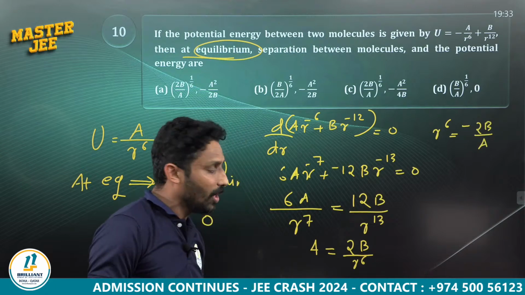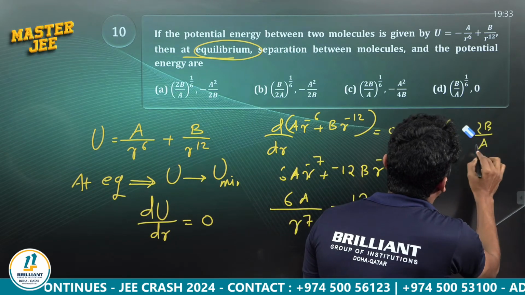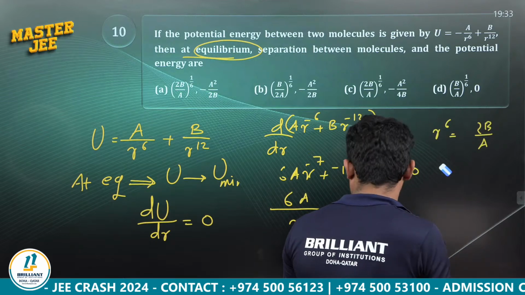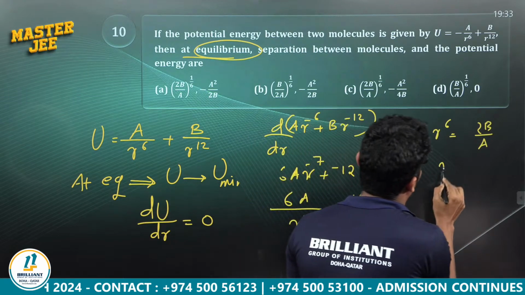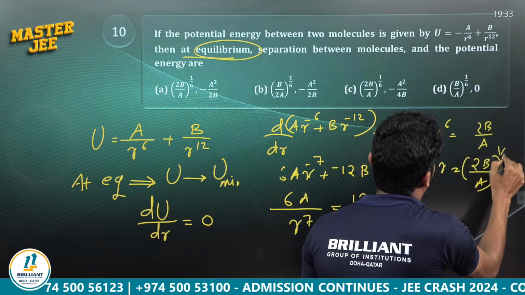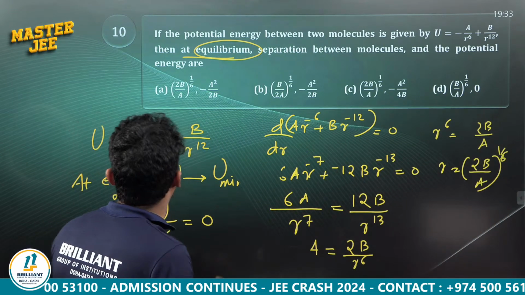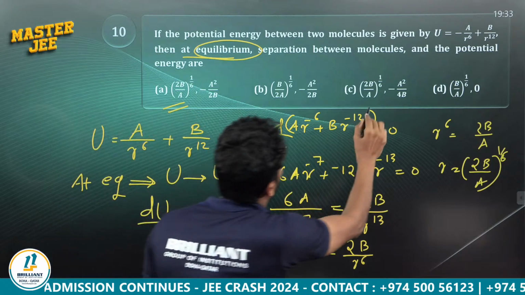A is equal to 2B divided by R raised to 6, or R raised to 6 is equal to 2B divided by A. So R is equal to (2B divided by A) all raised to 1 by 6. There are two options.